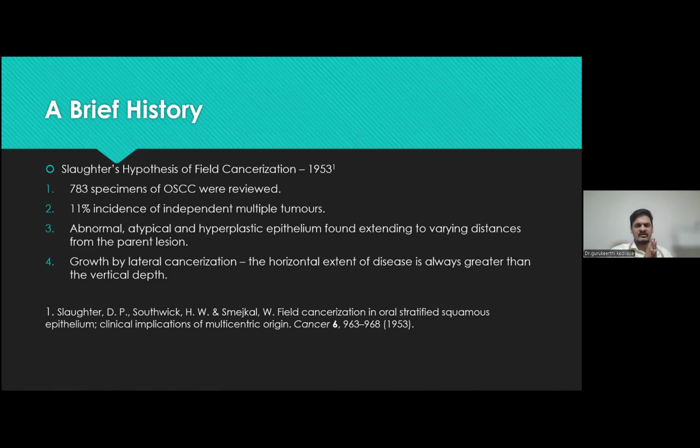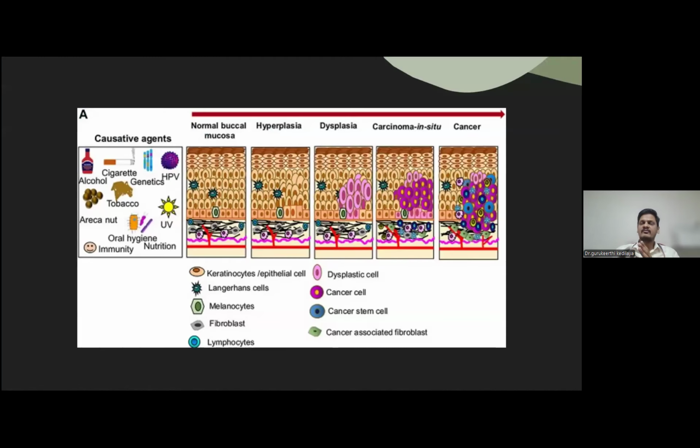A brief history: it all starts with Slaughter's famous hypothesis of field cancerization way back in 1953, which paved the way for further research into the carcinogenesis of oral cancers, where we know multiple hits at the molecular level, or mutations, happen during carcinogenesis. During the same time, some phenotypic changes happen, categorized as hyperplasia, dysplasia, carcinoma in situ, and then at the end of the spectrum, they convert into a malignant lesion, that is an invasive carcinoma.